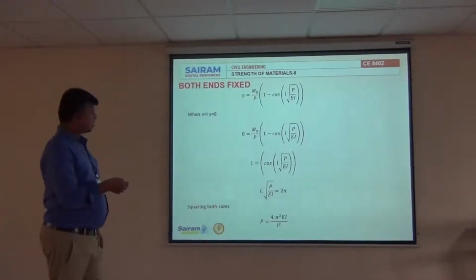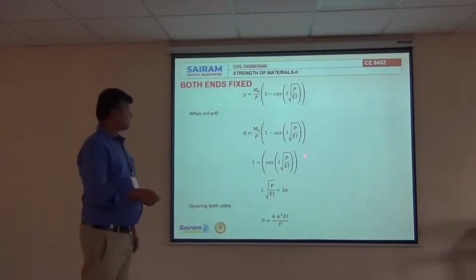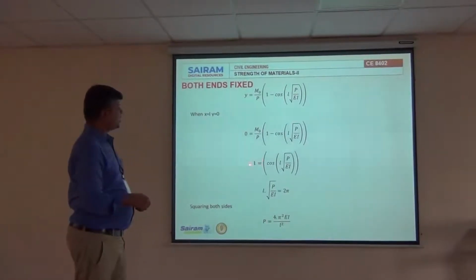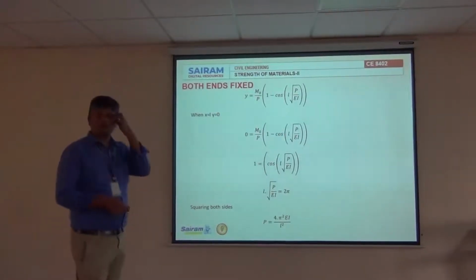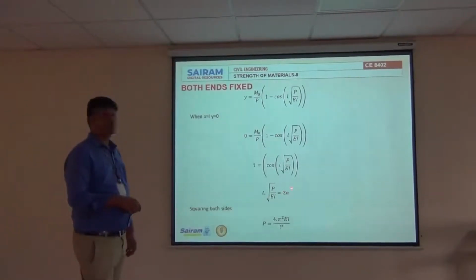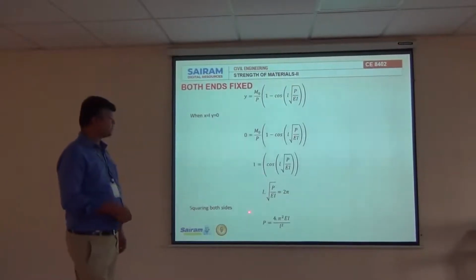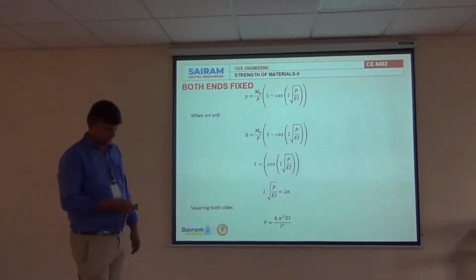Next we are applying another boundary condition at x is equal to L, y equal to 0. So applying the boundary condition, we will be getting 1 equal to cos L into root of p by a. So the cos will be 1 when the angle is 2 pi, 4 pi, 6 pi, etc. So squaring both sides, we will be getting p equal to 4 pi squared a by L squared.